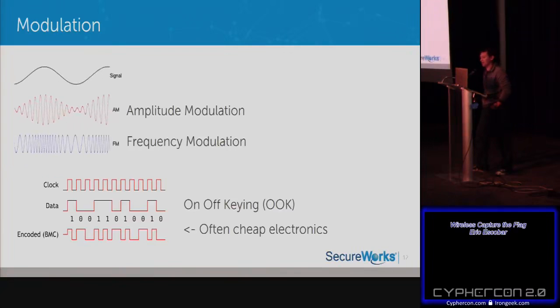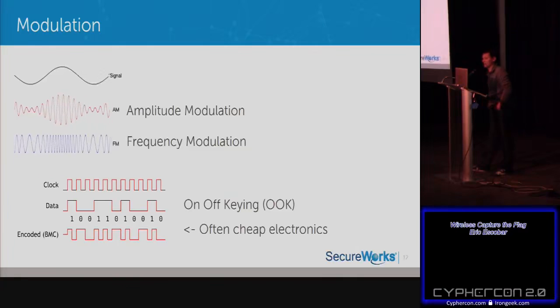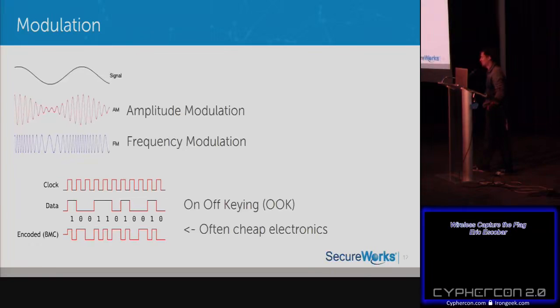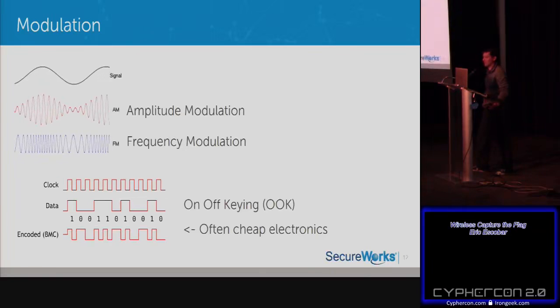Now, the type of encoding they're using here is a type of amplitude modulation called on-off keying. Basically it's a digital way of transmitting data, and this is something a lot of cheap electronics use. As you can see, when it blips high, that's a 1. If it blips low, that's a 0. So you can basically just do binary over this.